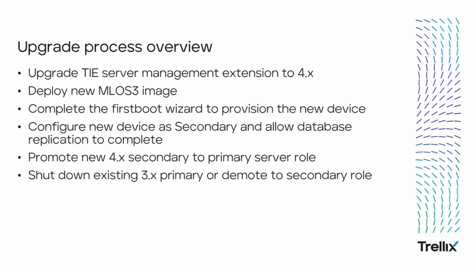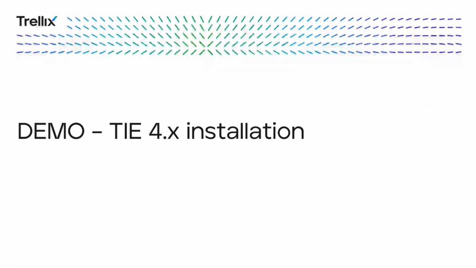Once we're comfortable that we've replicated that data over to our newly built 4X secondary TIE server, we can look to promote that to the primary server role to start taking over all those write operations and build out the rest of the environment from. Also, as part of that, we'll be looking to demote or shut down the existing 3.x primary, and that way we're not operating with two primaries. So with that said, we'll jump right into the demo.